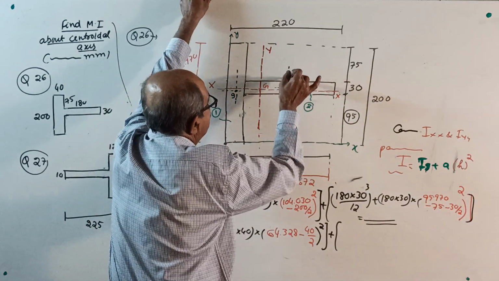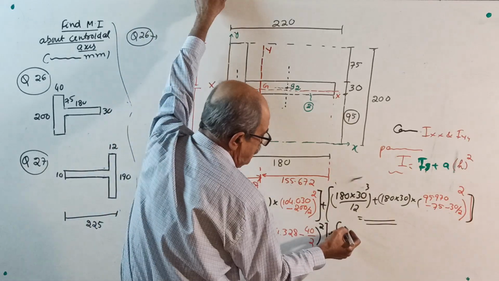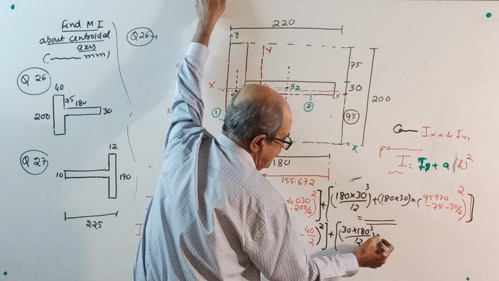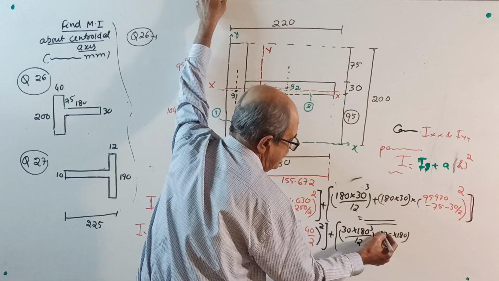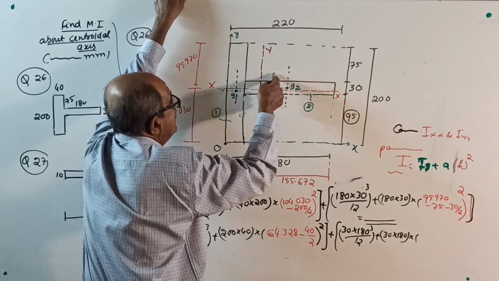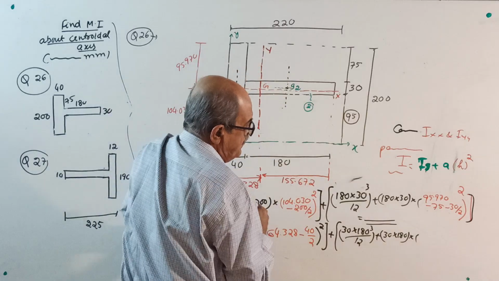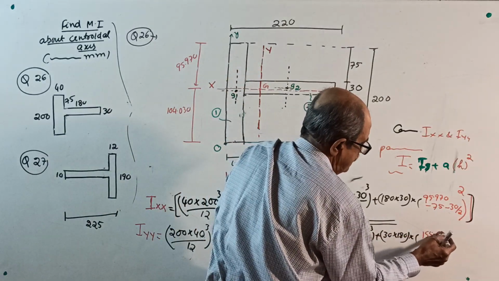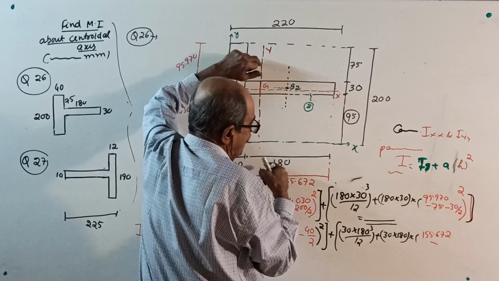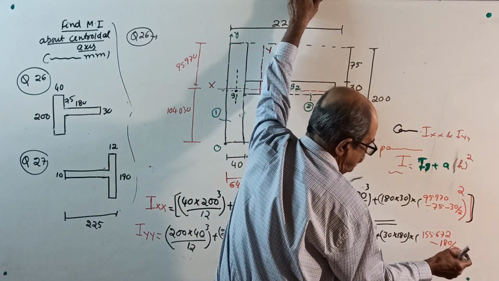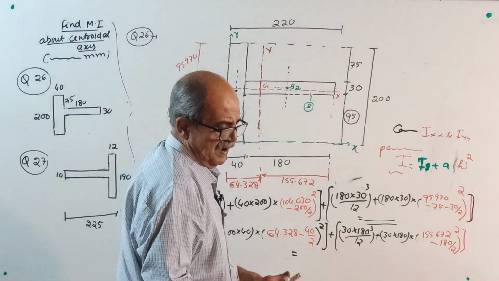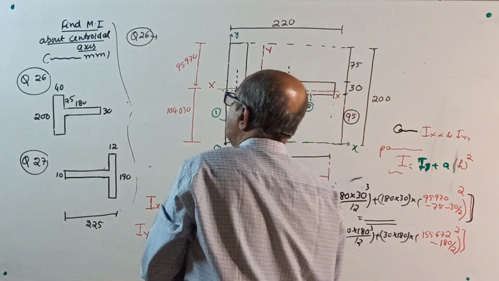Okay, start. I about this axis: 30 into 180 cube by 12 is I_G, plus area: 30 into 180, into the distance square from centroid G2 to YY, which is 155.672 minus, from here to here, exactly 180 by 2, whole square. Over. Calculate the answer; you get the answer. Calculate both. Question is over. Which one? Question number 26 over.